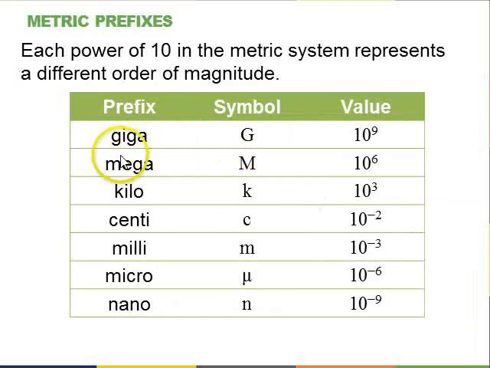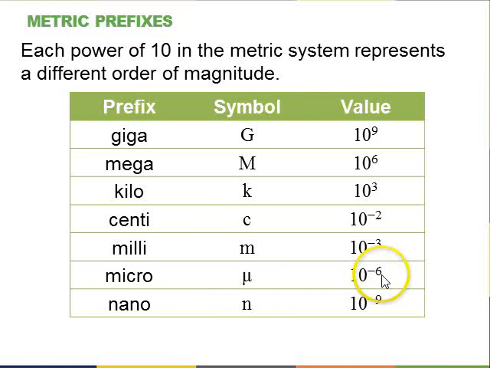Now, sometimes you may not want to use a meter. You might want to use longer lengths. Kilo is 10 to the 3, so a kilometer is 10 to the 3 meters, or a kilogram is 10 to the 3 grams. Centi is 10 to the minus 2, that's a hundredth. So each power of 10 in the metric system represents a different, what's called order of magnitude, different power of 10. And here are some common prefixes that you sometimes see.